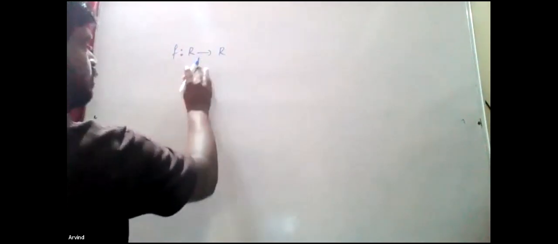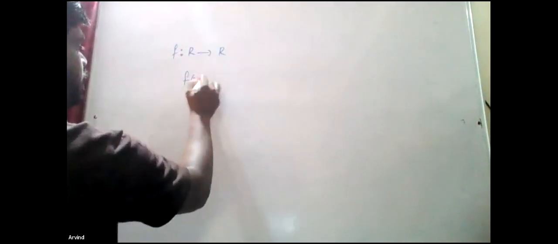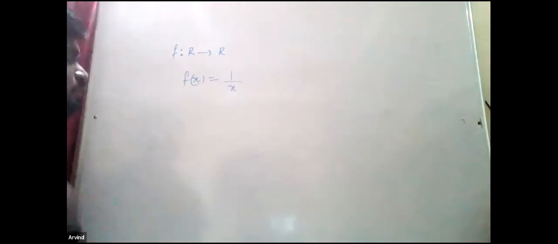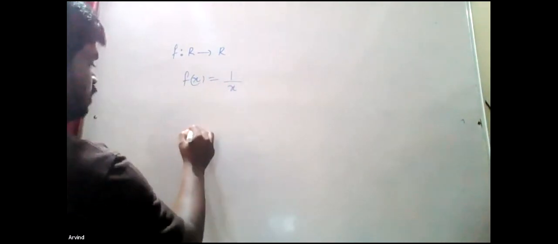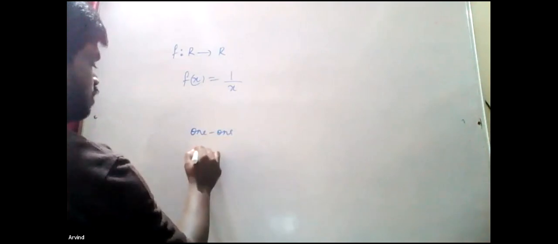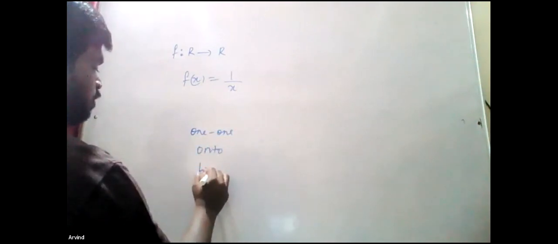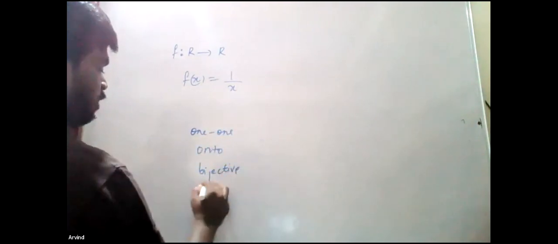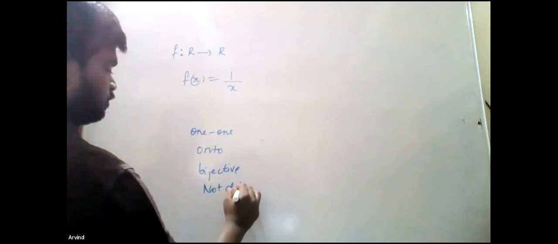f is a function from R to R. R is the set of real numbers. f of x is given as 1 by x. There are four options: one-one, onto, bijective, and not defined. If you observe correctly, I'll give you the answer.